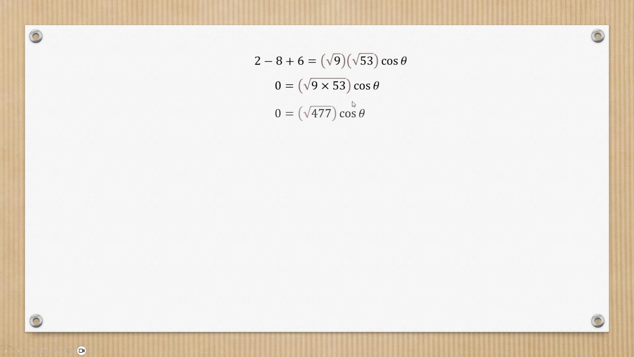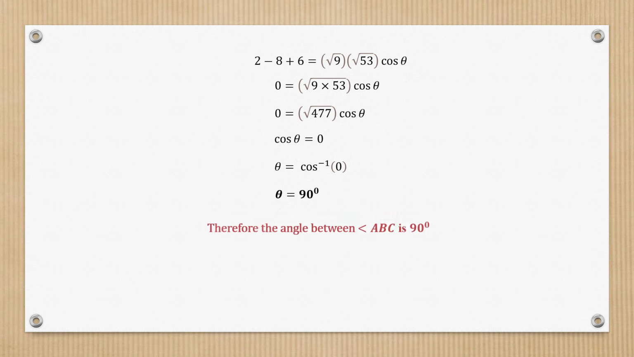Then when we solve this, we're going to remain with 0 on the left hand side. Then 9 times 53 is equal to 477. And then when we divide both sides, 0 divided by the square root of 477 is 0. So that means cos theta is equal to 0. Now cos inverse of 0 is 90. So therefore theta is equal to 90 degrees. The angle ABC therefore is 90 degrees.